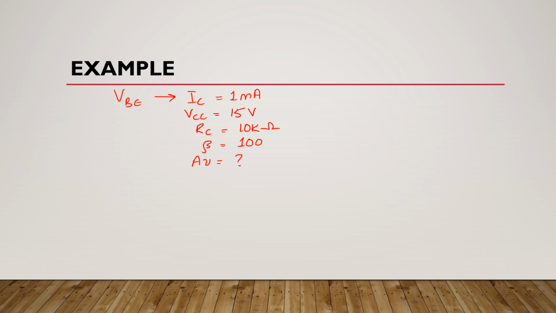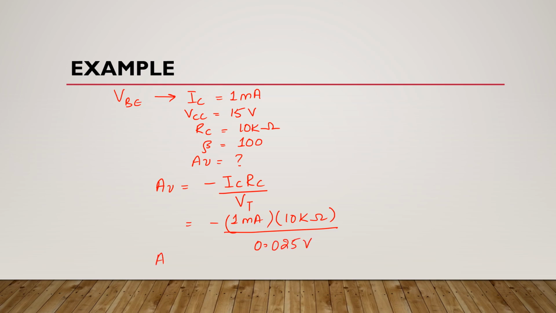In order to find this voltage gain, you will use this formula: minus ICRC divided by VT. Here we know the value of collector current. It is 1 milliampere, and we know that RC is 10 kilo ohms and the value of thermal voltage is 0.025 volts. After solving this, you will get minus 400 volts per volt. So this is your answer.